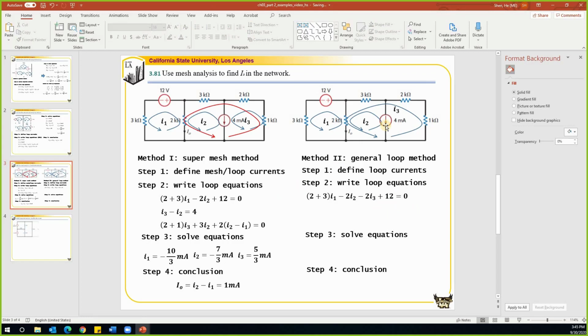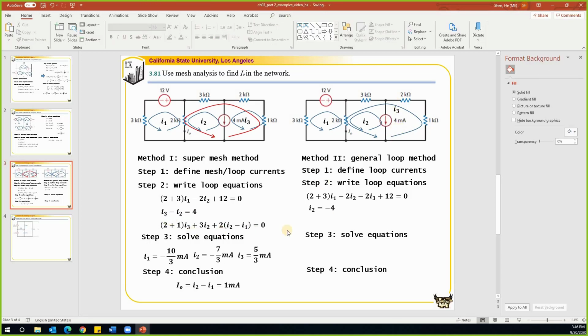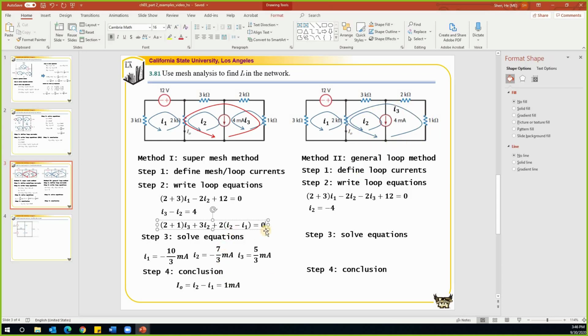How about the second equation? The second equation is also different from this. Right now there's no shared branch; there's only one mesh current going through this branch in this case. This is why current I2 is equal to -4. And the third equation is about this general loop. So write the voltage drop on this general loop. Remember, it's also different from this equation.